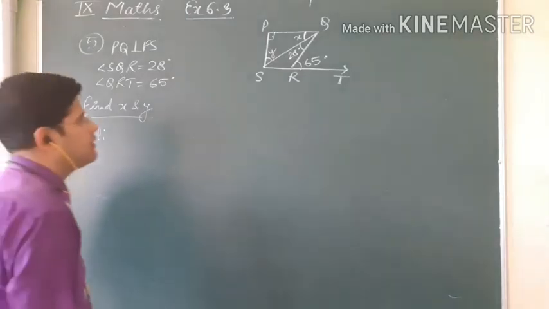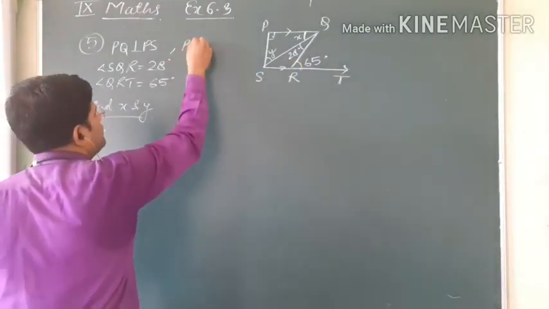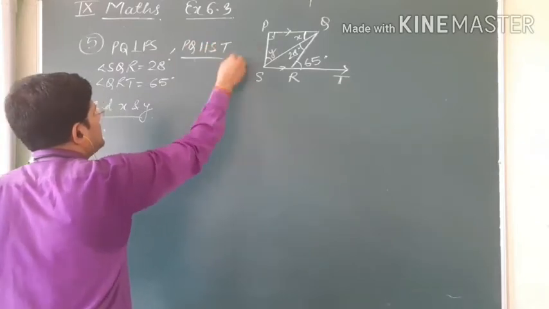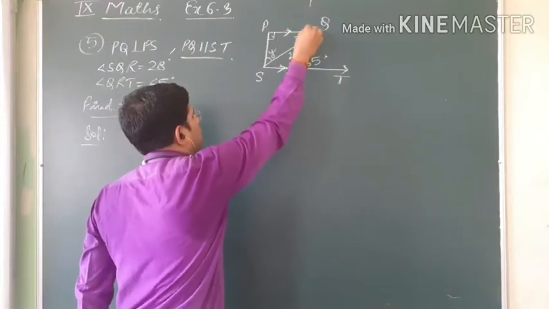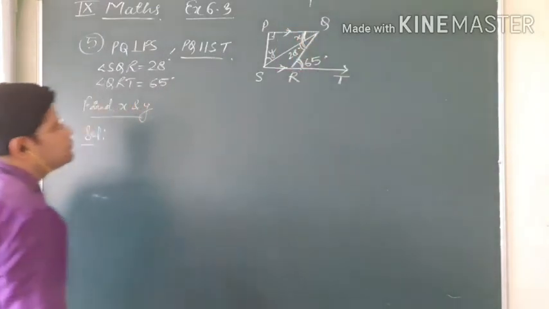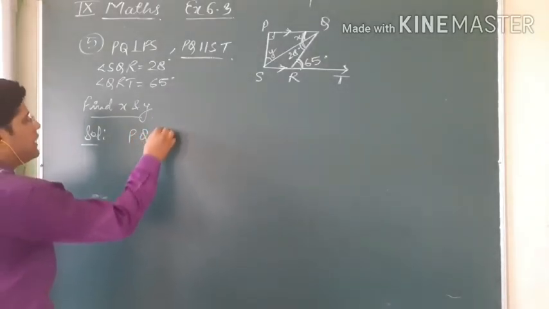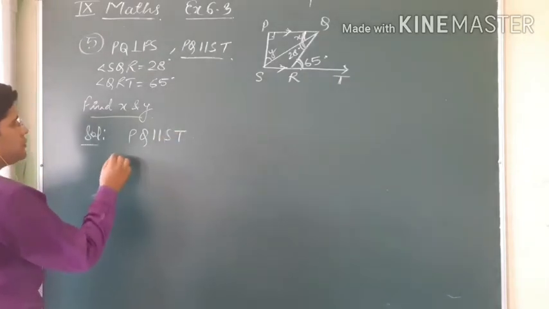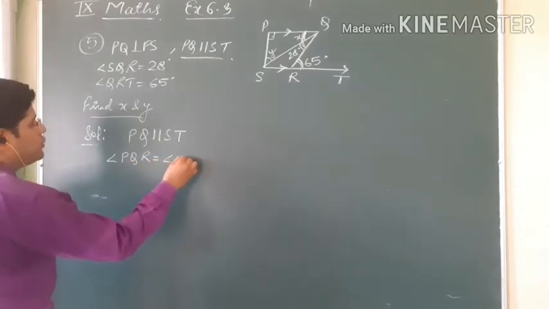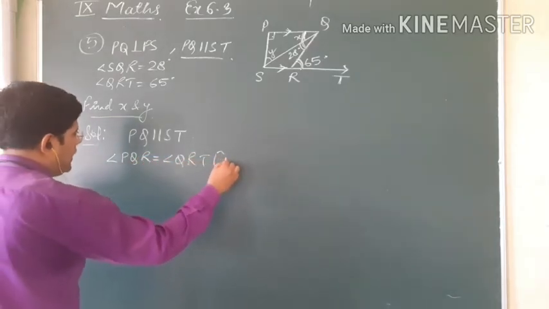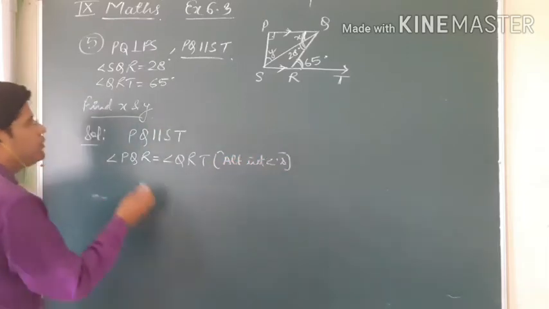First of all, one more thing is missing here: PQ is parallel to ST. It is most important. So PQ is parallel to ST, and this angle and that angle form a Z, so we can say these form alternate interior angles. PQ parallel to ST, so angle PQR is equal to angle QRT, alternate interior angles.